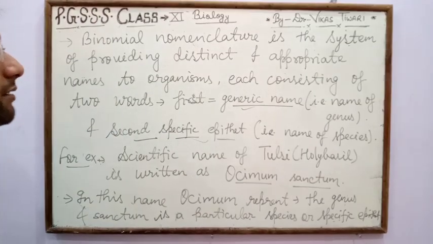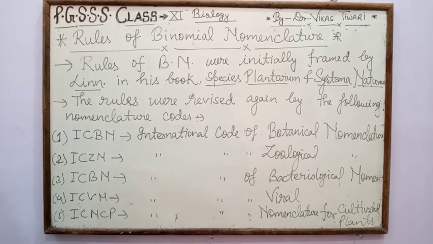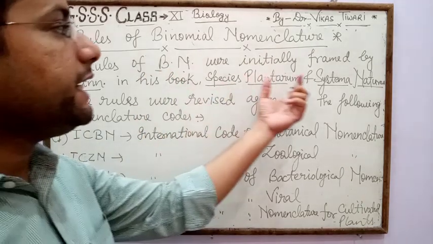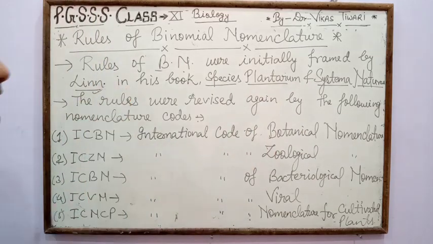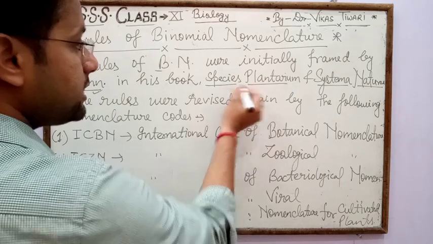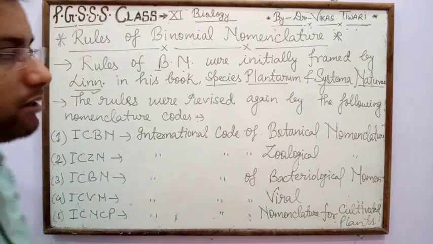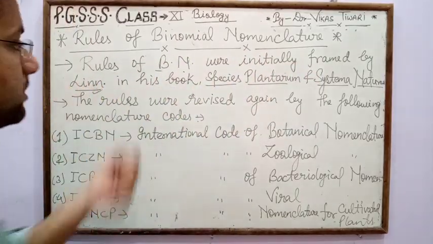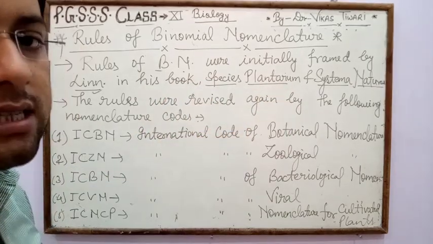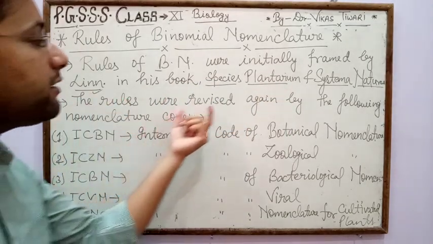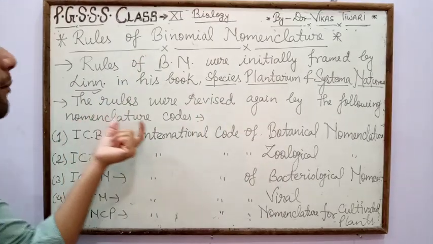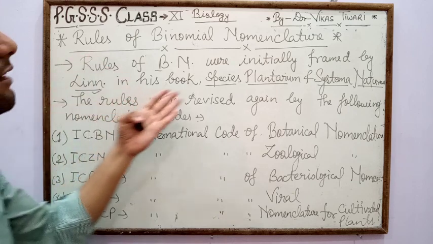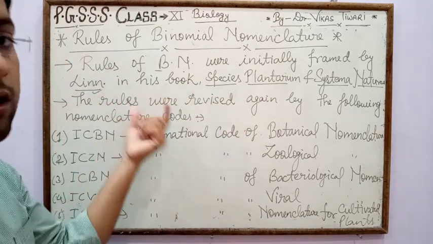Now the next heading is rules of binomial nomenclature. So what are the common rules of binomial nomenclature? The rules were initially framed by Carolus Linnaeus in his books Species Plantarum and Systema Naturae. The rules were revised again by the following nomenclature codes.